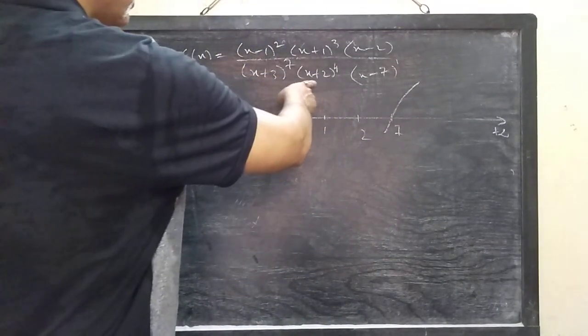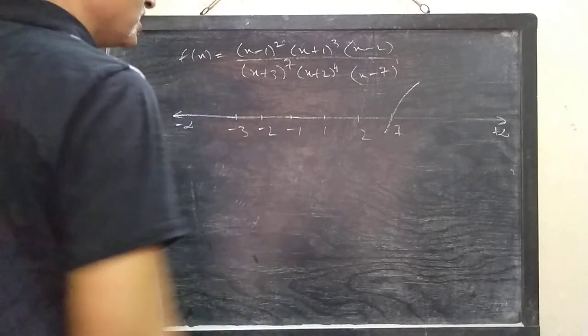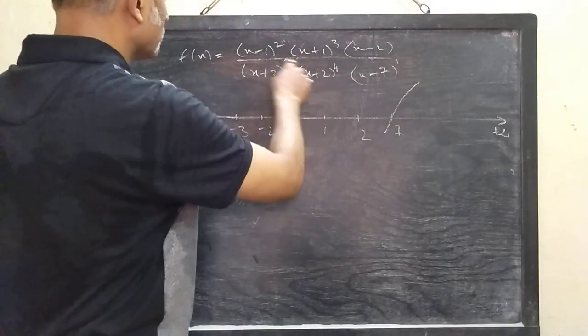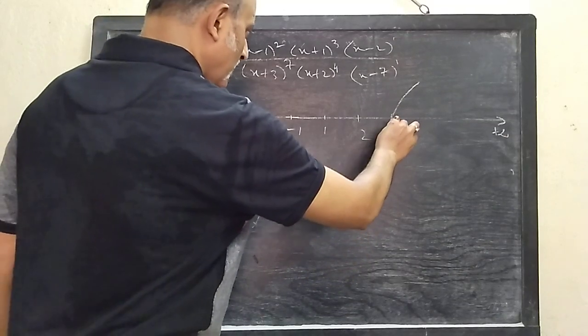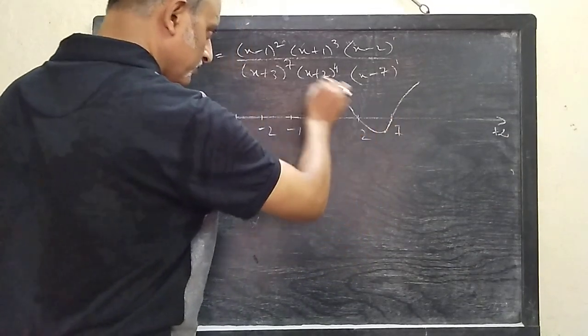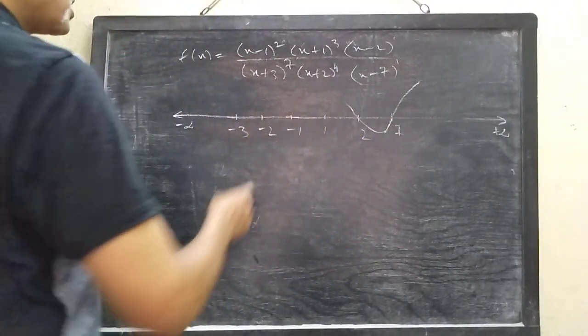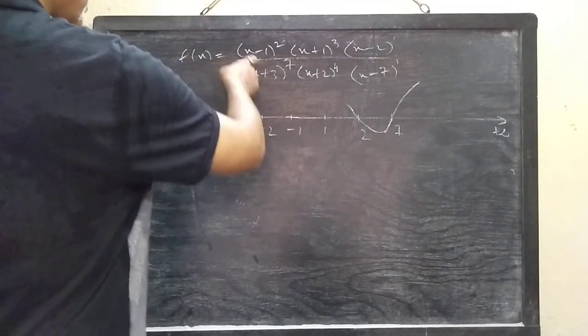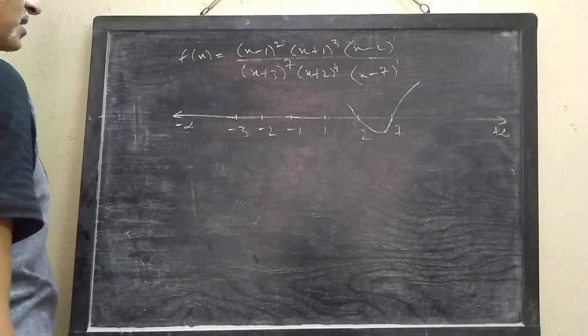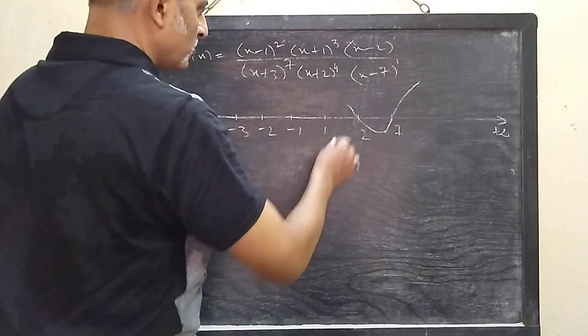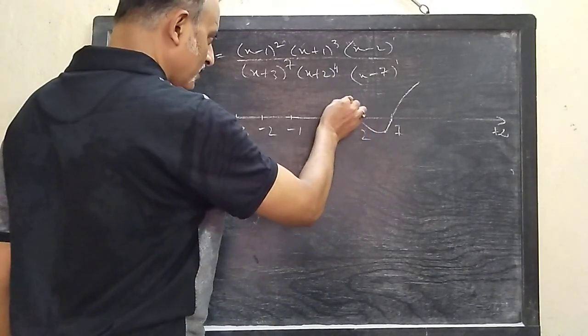Then check whether 2 is a double point. No, 2 is an ordinary point, power 1. So it will again cross at the point 2. Next check what type of zero 1 is. 1 is a double zero because x minus 1 has an even exponent. So your graph will be like this.